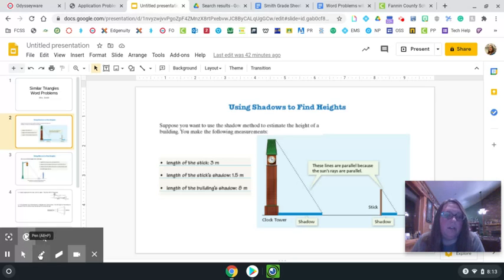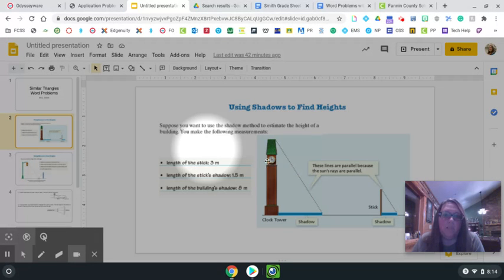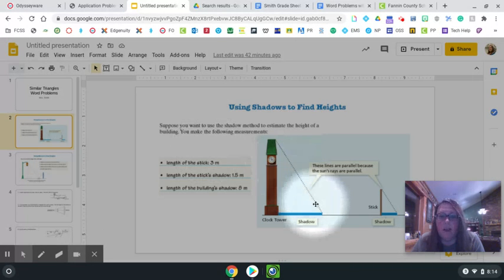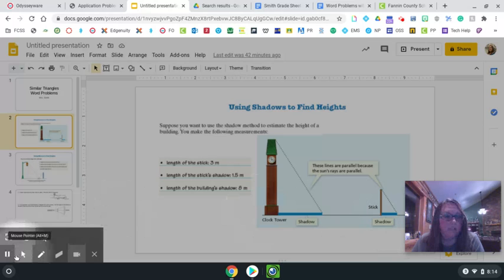So we're going to look at this. We have two similar triangles. We know that those two triangles are similar because the sun rays, which would be coming down here and here, are the same because the sun's in the same place in the sky. We also know that our shadow would be proportional on both. Obviously, the shadow of the stick is going to be much smaller than the shadow of the clock tower.